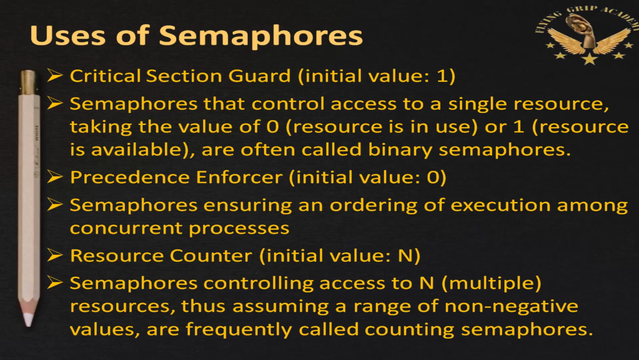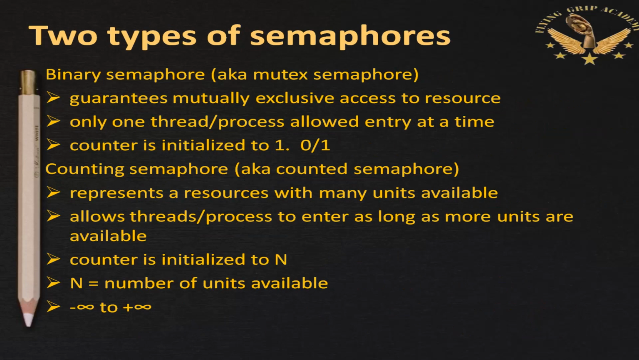The precedence enforcer: the initial value is 0, and the semaphore ensures an ordering of execution among concurrent processes. Resource counter: the initial value is n. A semaphore controlling access to n multiple resources, thus assuming a range of non-negative values, is frequently called a counting semaphore. There are two types of semaphores: one is the binary semaphore and the other is the counting semaphore.